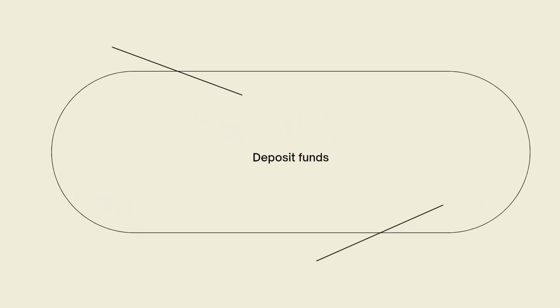Now deposit funds. Once your account is set up, navigate to the wallet or funds section and choose the cryptocurrency you want to deposit in your Binance account. Follow the instructions provided to deposit funds from your external wallet or exchange to your Binance account.